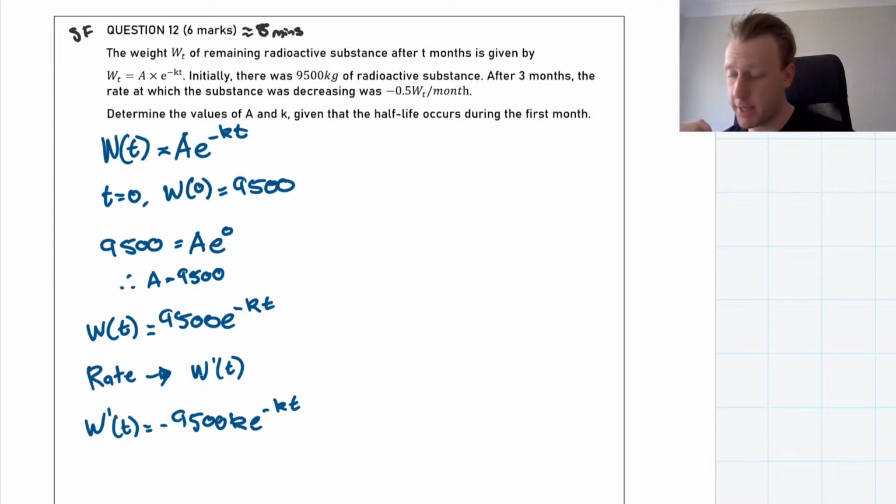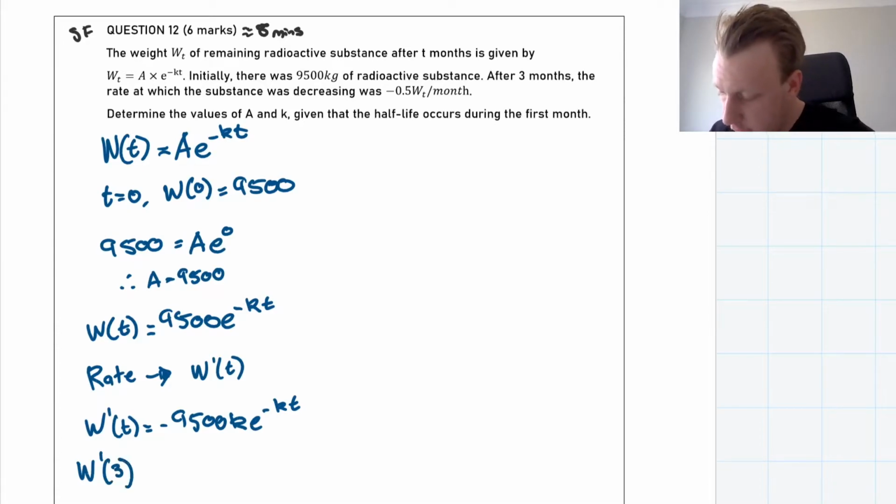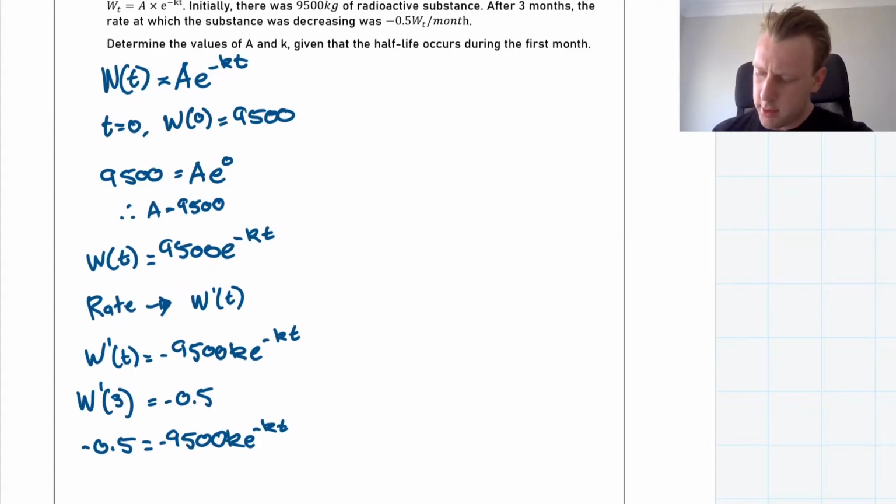That's what we want coming out there. And we're told that the derivative at 3 is equal to negative 0.5. So we've got negative 0.5 equals negative k e to the negative kt. Oh no, not t, times by 3, because t is equal to 3. Solve.